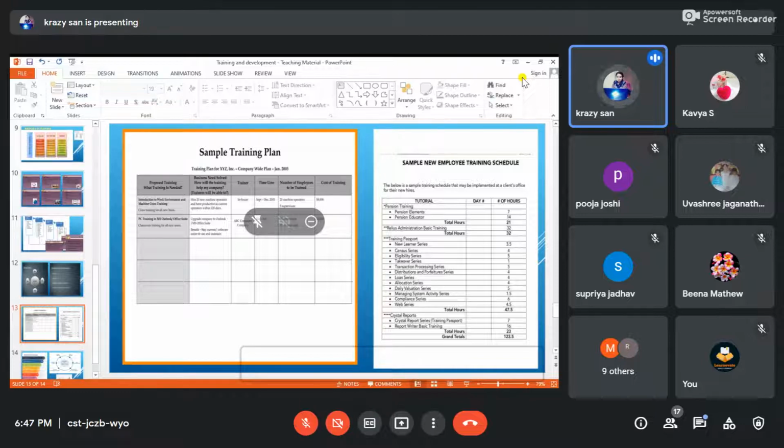Okay. And then sample new employee training schedules. You make the schedules in this way, so that their work scenario is not hampered.